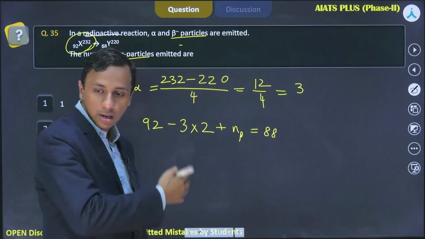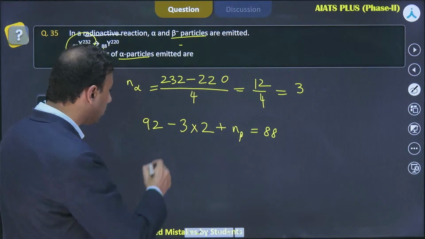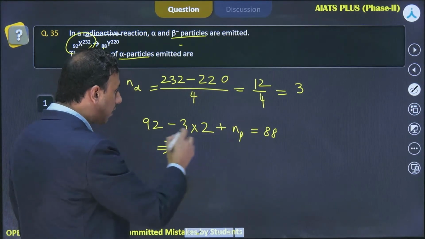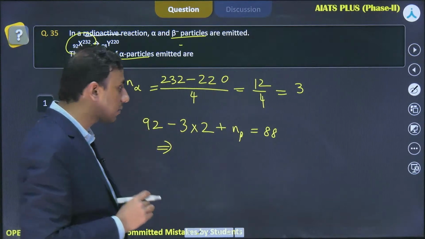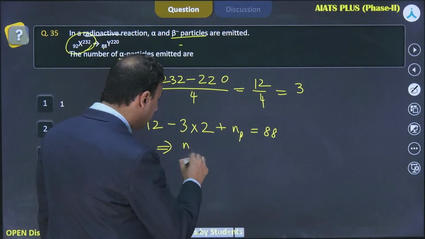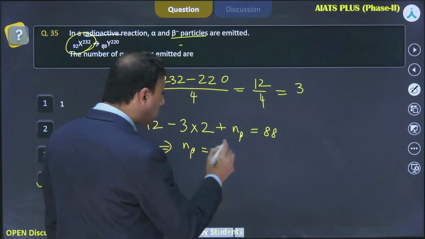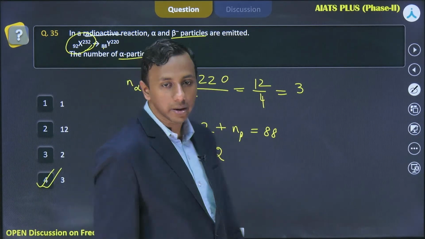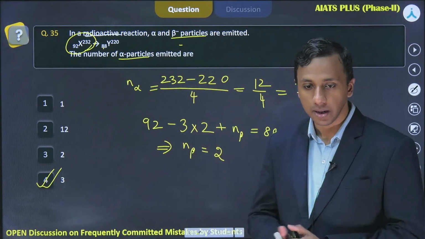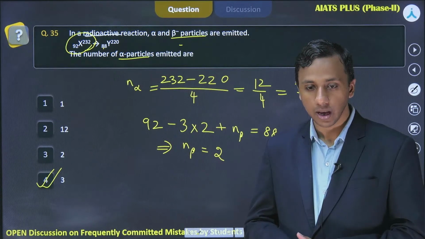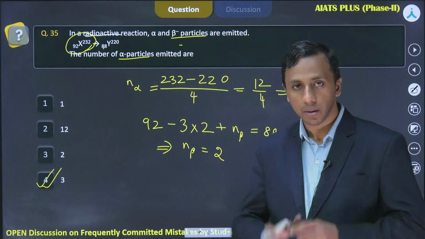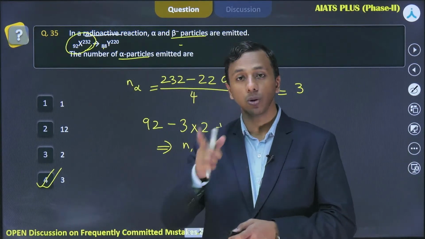Don't worry, I'll give you another question as well. I hope this was very basic, right? So simple subtraction, 92 minus 6 is how much? 86. This N beta would become how much? So number of beta minus particles has to be 2, so that the sum is 88. Although beta minus particles they did not even ask. Yes, in beta decay mass number remains the same. There will be no change in mass number, which happens only in alpha decay.